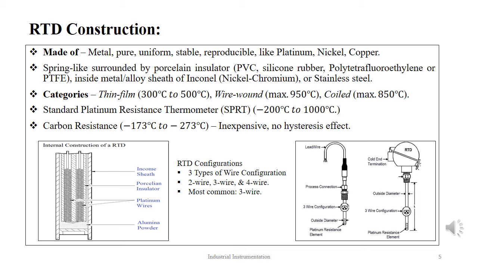The standard platinum resistance thermometer, known as SPRT, is also a coil element RTD that can measure from minus 200 degrees Celsius to about 1000 degrees Celsius. Carbon resistance is used for ultra-low temperature, that is in the range of minus 173 degrees Celsius to minus 273 degrees Celsius. Carbon resistors are inexpensive and reliable at extreme low temperatures as they do not suffer from hysteresis effect.